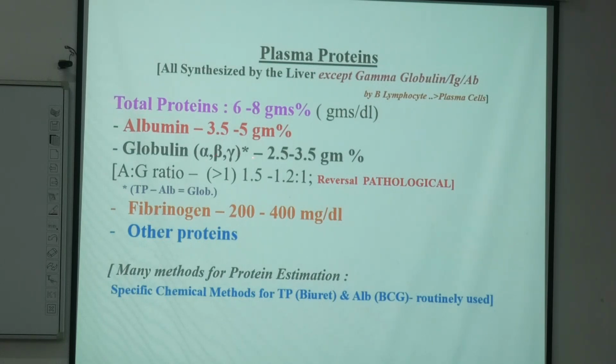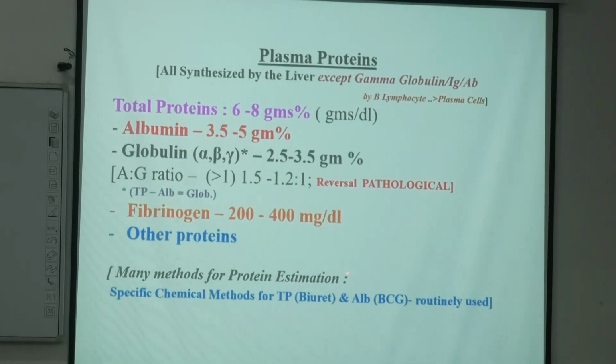Now globulin is 2.5 to 3.5, and the AG ratio, albumin is always higher than globulin, that is 1.5 to 1, or 1.2 to 1. And if that ratio is reversed by any chance, that is 100% pathological. If the globulin level is higher than the albumin, then that is a pathological condition. That's not normal until proved otherwise.